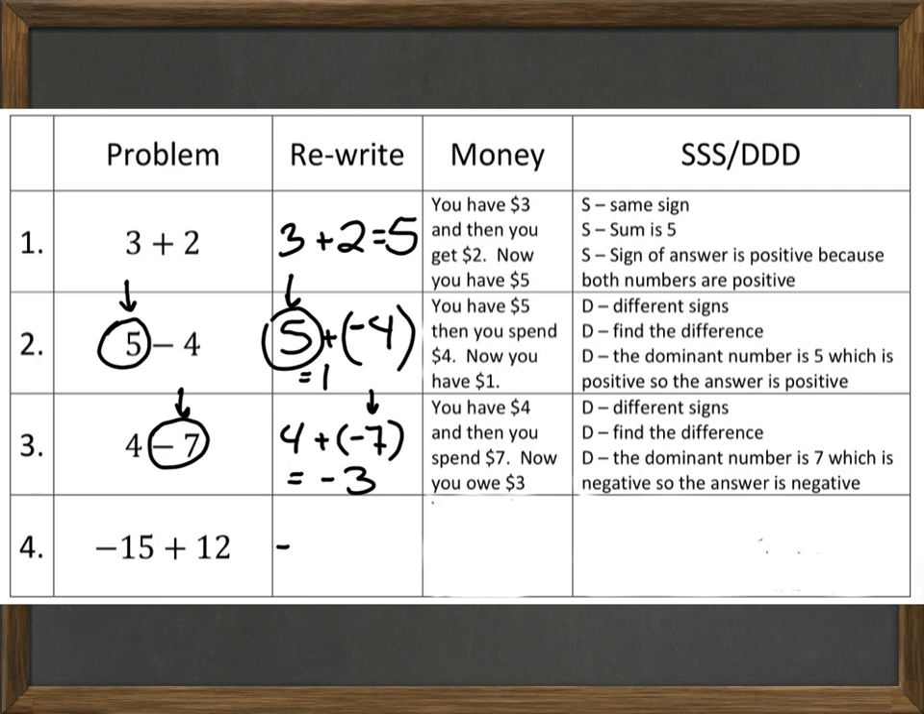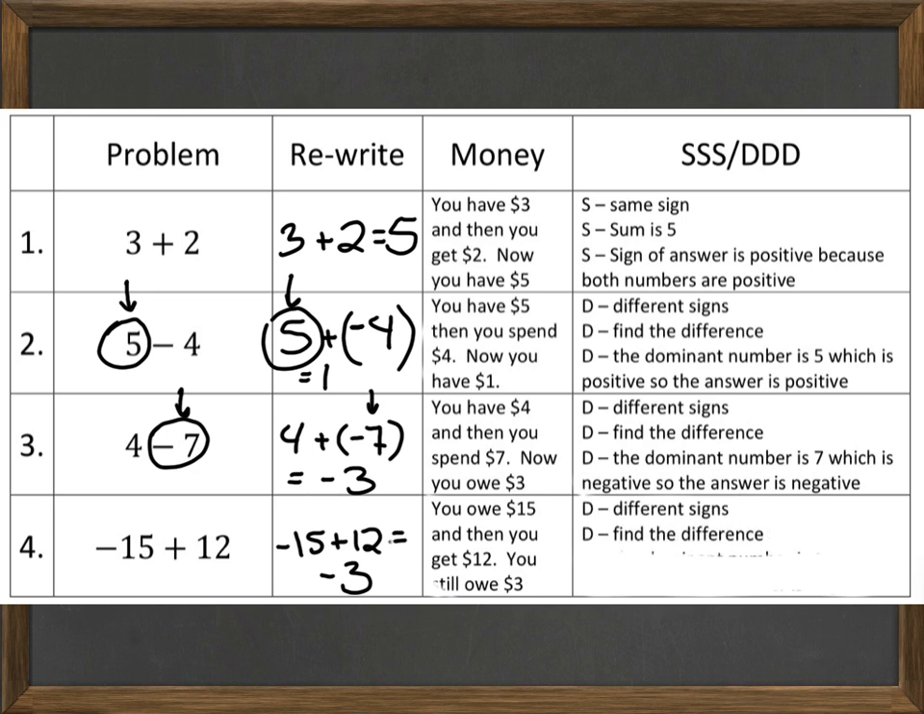Number 4, again, not really much here to do as far as rewriting. So I'll just write again what is already there. In terms of money, I owe $15 and I get 12. As you can see, the $12 is not enough to completely repay my debt, so I still owe $3. In terms of the SSS-DDD method, I know that I have different signs, so I find the difference. Well, 15 minus 12 is 3, so then I just have to figure out is my answer a positive 3 or a negative 3. To do this, I look at the dominant term. As you can see, the dominant term is negative, therefore my final answer will also be negative.